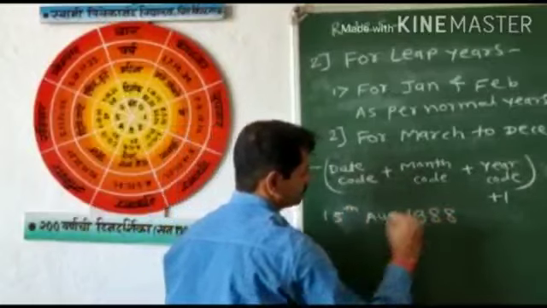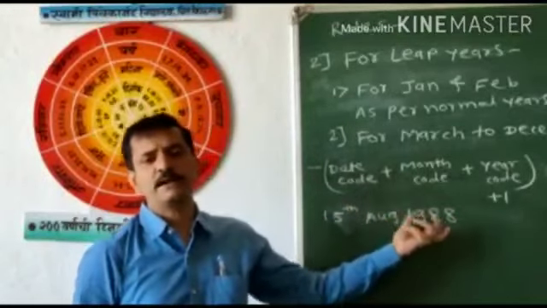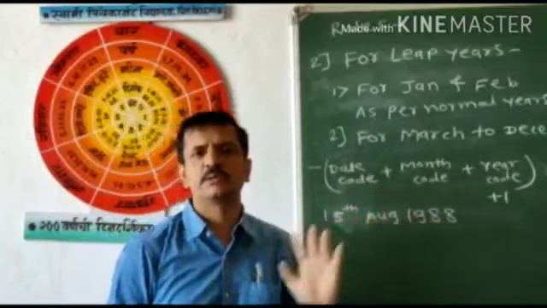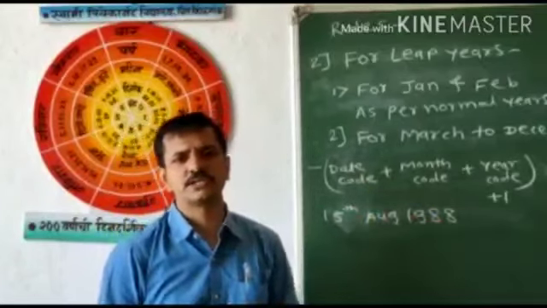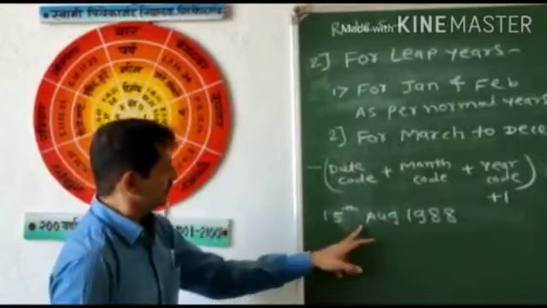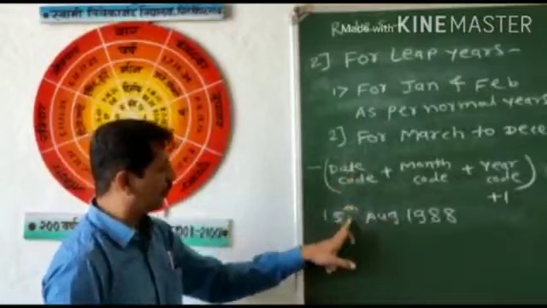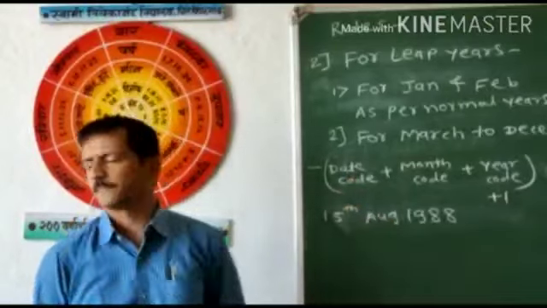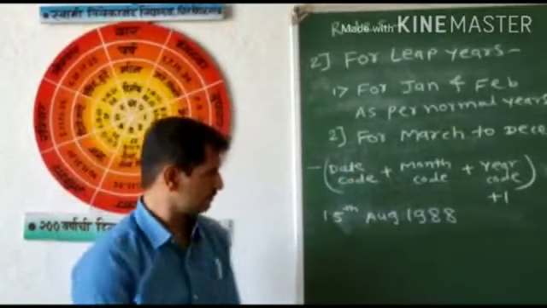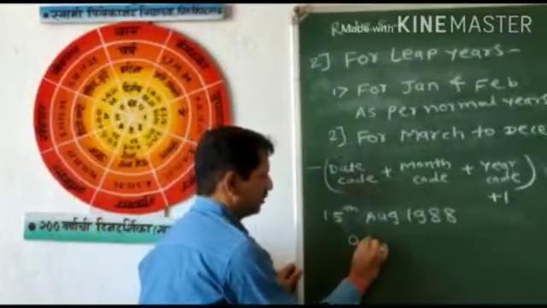1988. How do we find if 88 is a leap year? Because 88 is divisible by 4. The year which is divisible by 4 is called a leap year. First we have to find date code. For 15 date, date code is 0. So our date code is 0.